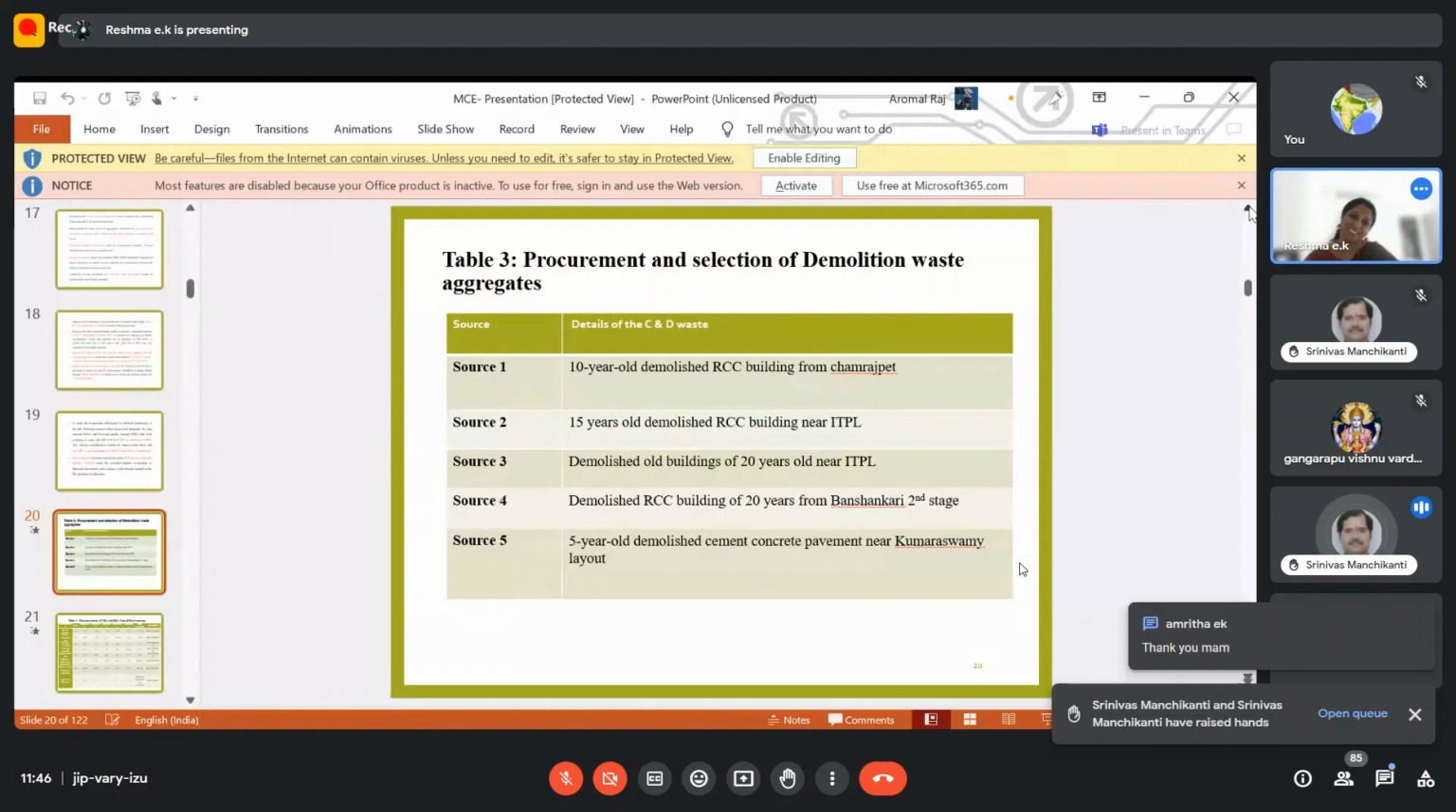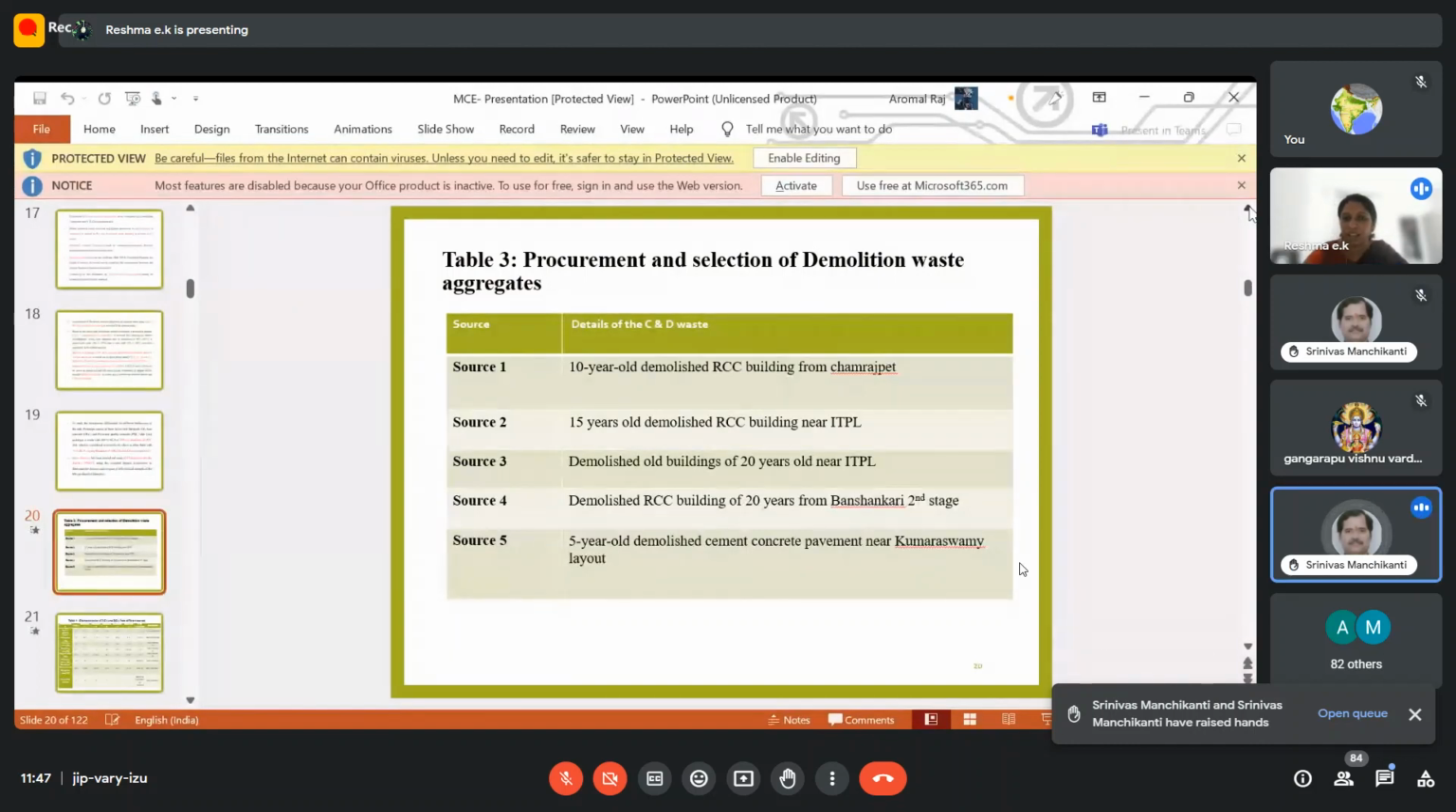Yeah, when the age range is very wide, the comparison would be better, as you said, and I also think the same. The comparison has to be done better, sir. From my studies, I understood that 5-year-old demolished cement concrete pavement is giving better results than all the others. But I cannot say that it is because of age.